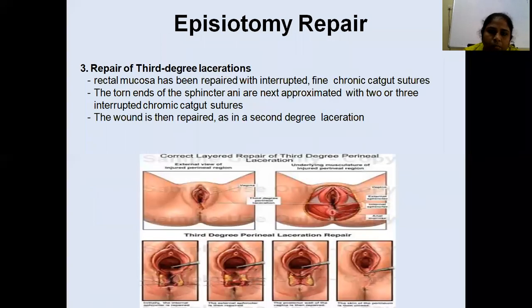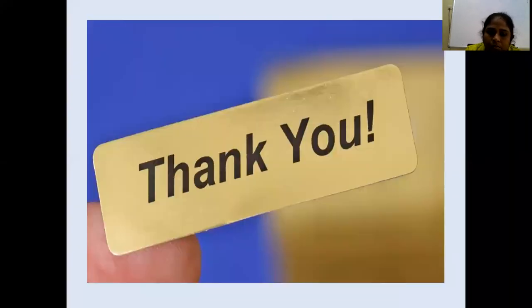Third degree: sometimes after we give the episiotomy, it may extend and involve the anal sphincter. Then we have to repair the anal sphincter. So this is about the, we have talked in this class about obstructed labor, that leads to rupture of the uterus and later injuries of the birth canal. Thank you.